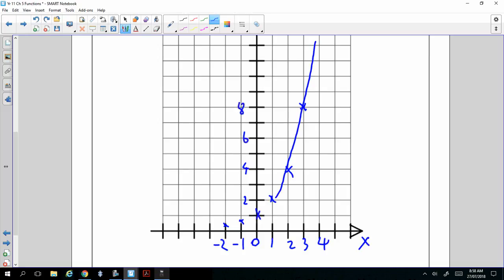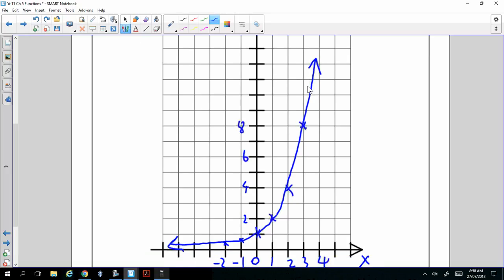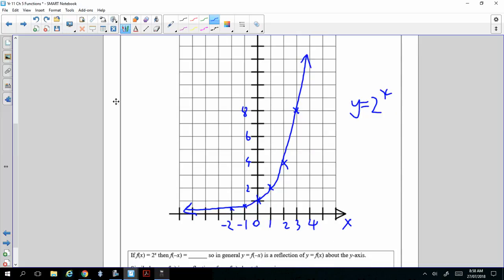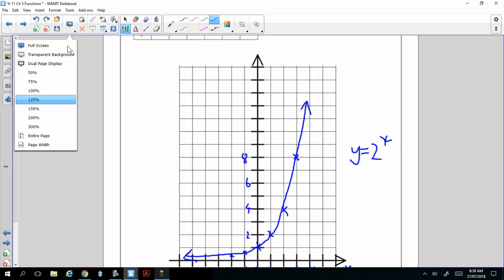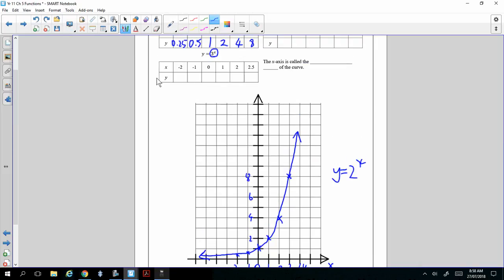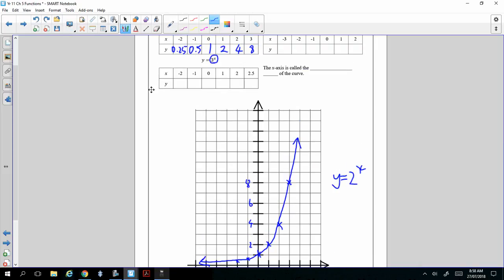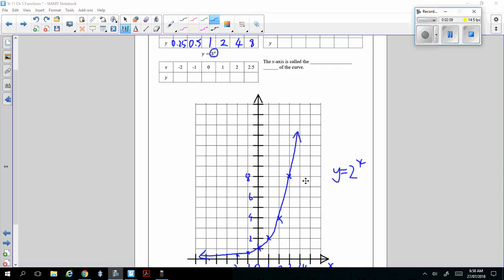So you get a curve like this. So call this the exponential curve. Alright, so this is the graph y equals 2 to the power of x. Alright, so copy this down. Let me enlarge the screen so you can see both the table and the graph. The 2 to the power x graph goes up very quickly. That's the x-axis, that's the y-axis.